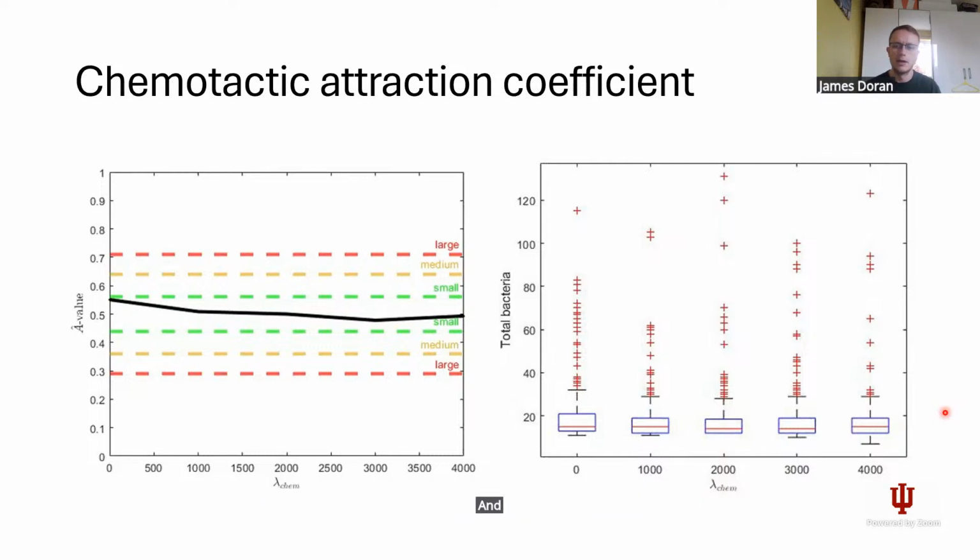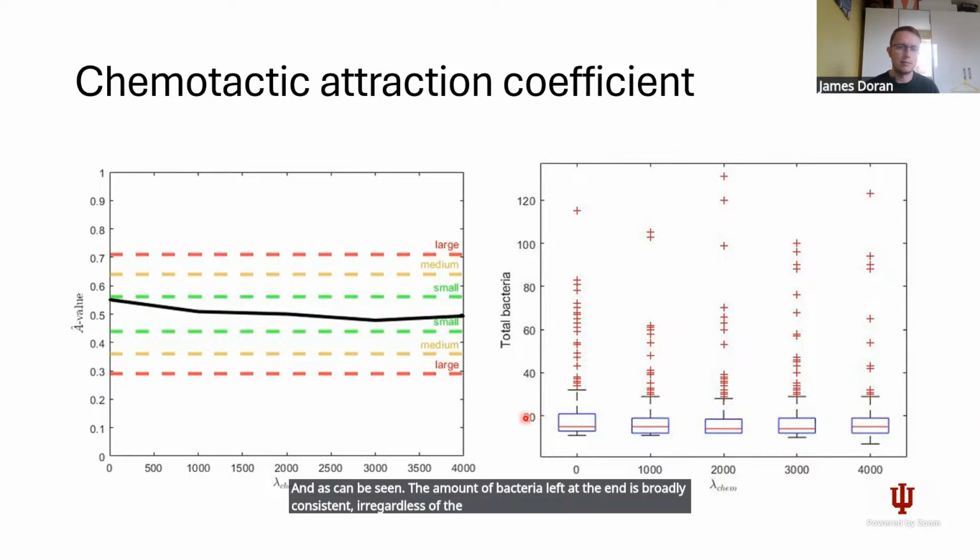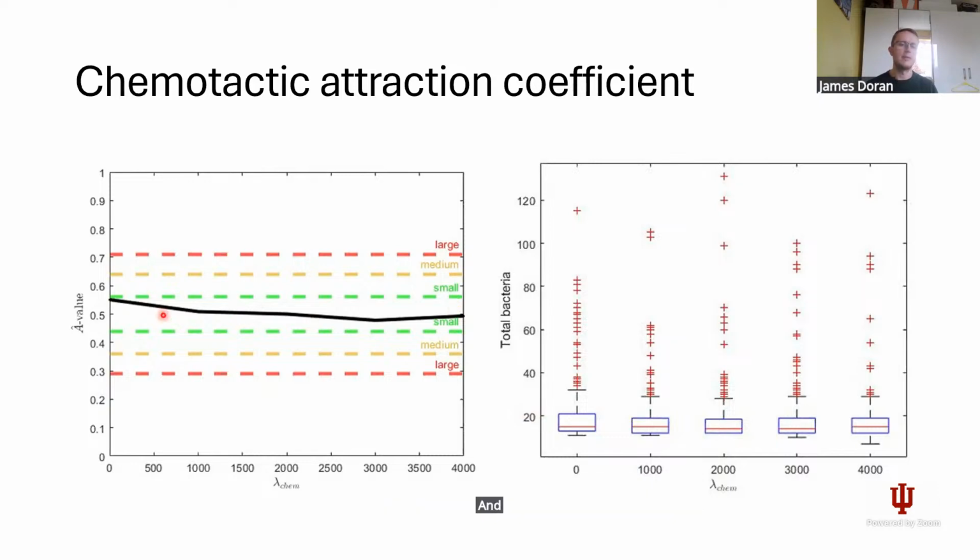As can be seen, the amount of bacteria left at the end is broadly consistent, regardless of the parameter value that we chose here. And the statistical significance of any differences was incredibly small. So it would appear that our model was fairly robust to this choice of parameter value, regardless of what we set lambda chem equal to.